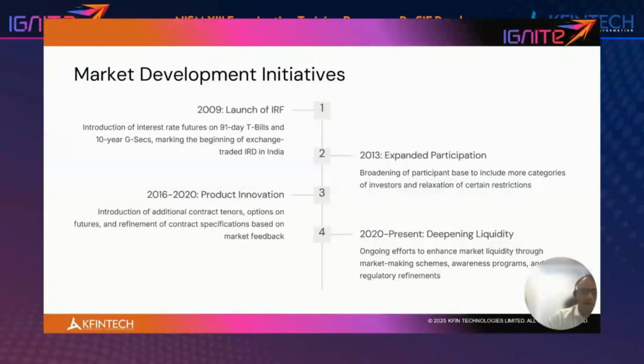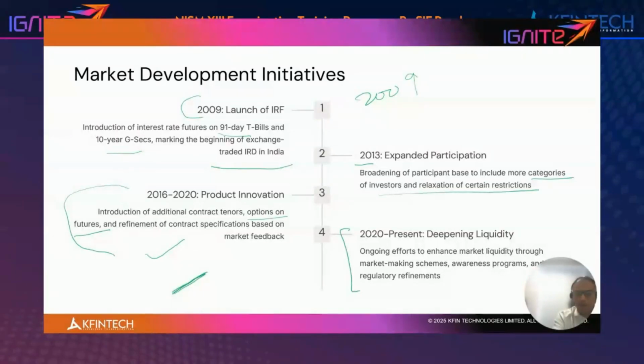Then this is the history of the interest rate futures in India. It was launched in 2009, initially only for 91-day T-bills and 10-year G-Secs. 2009 was the initiation. In 2013 it got expanded into more categories and relaxation of certain restrictions for investors. Between 2016 and 2020, new types of products, contract tenors, and options on futures were introduced. Right now, since 2020, efforts are going on to make the market more liquid.